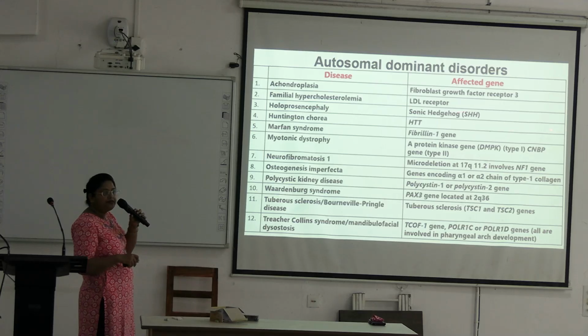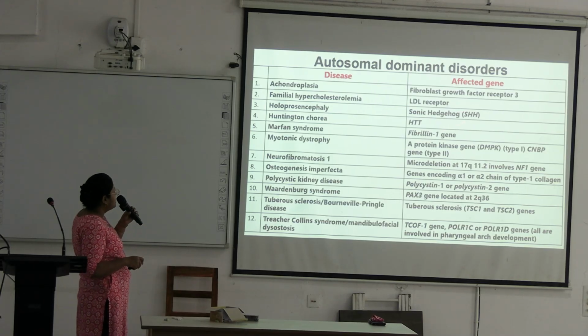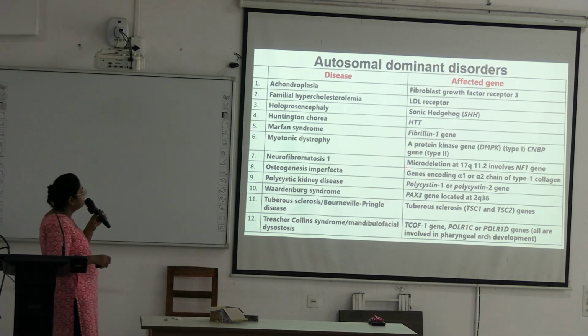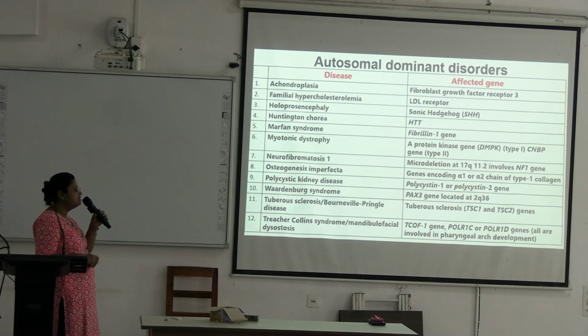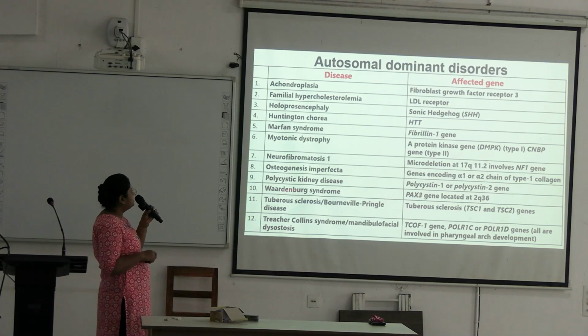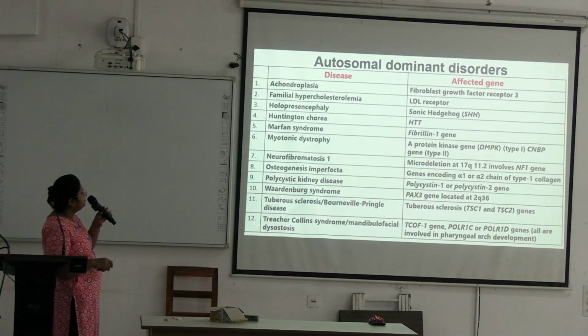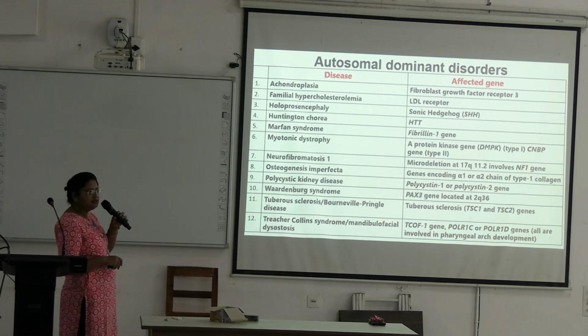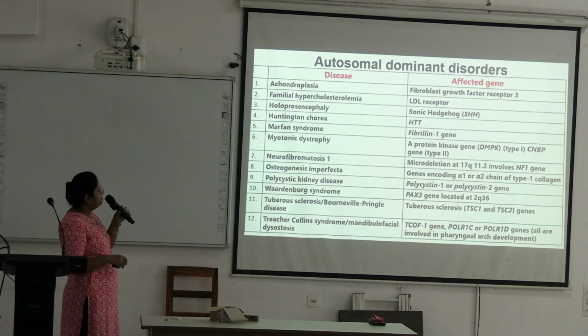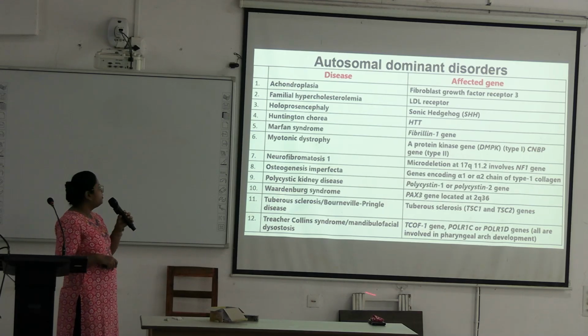Holoprosencephaly, the sonic hedgehog SHH gene is affected. Neurofibromatosis 1, microdeletion of 17q involves the neurofibromin 1 gene, NF1 gene. Like this, all these diseases occur due to autosomal dominant disorders. Polycystic kidney disease, Waardenburg syndrome, tuberous sclerosis or Bourneville-Pringle disease, Treacher Collins syndrome, mandibulofacial dysostosis, all these are autosomal dominant disorders.